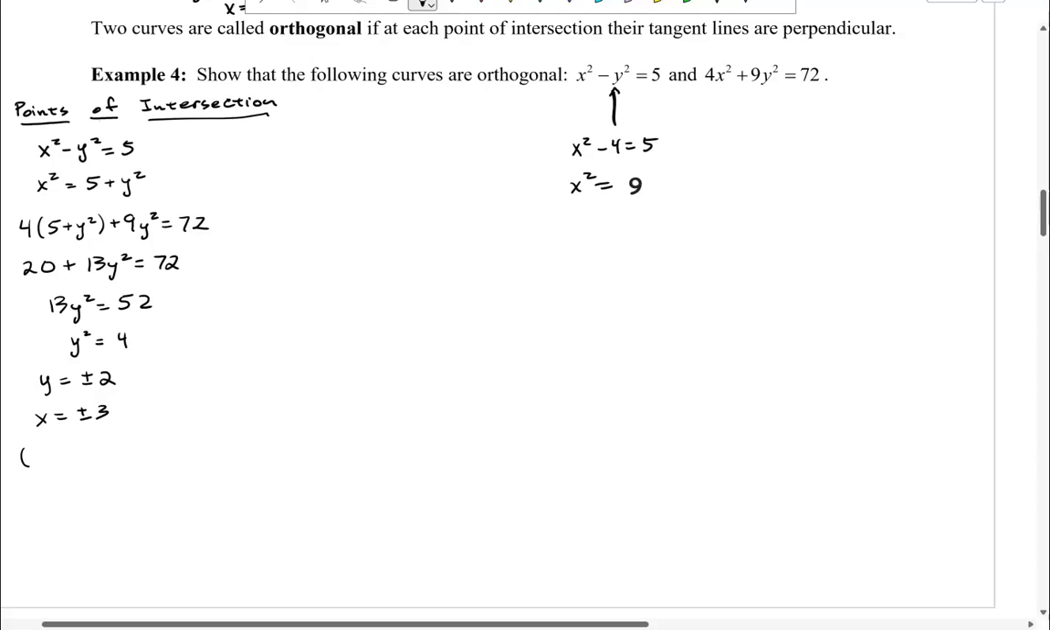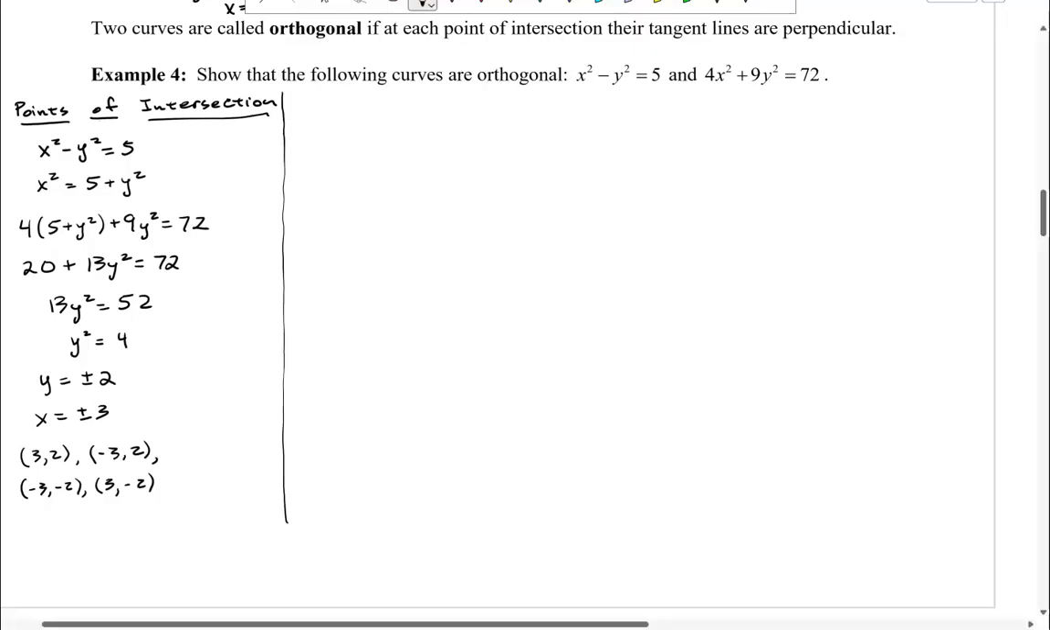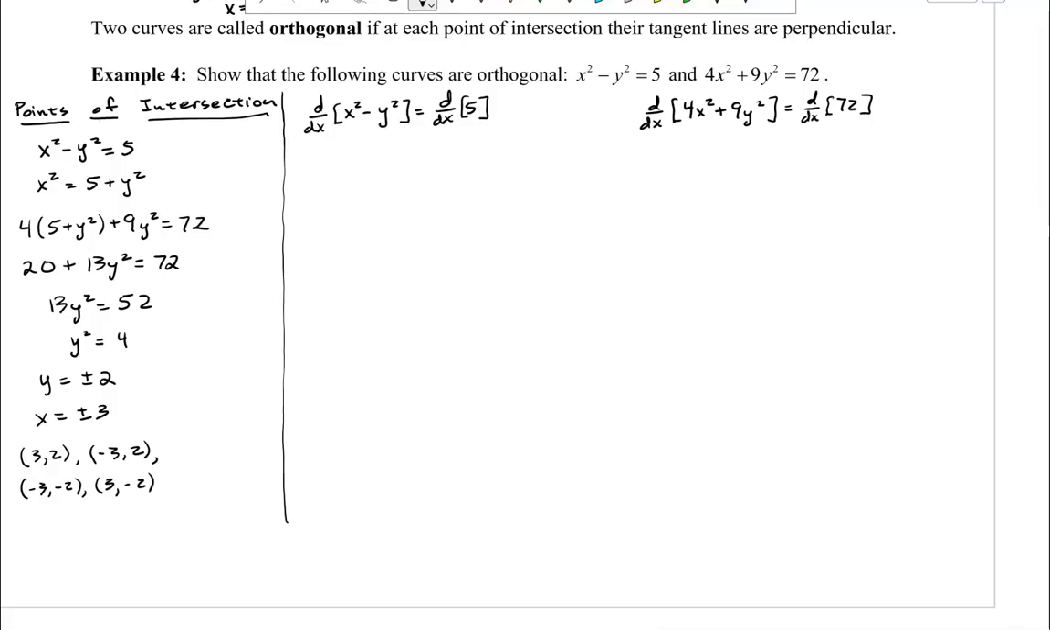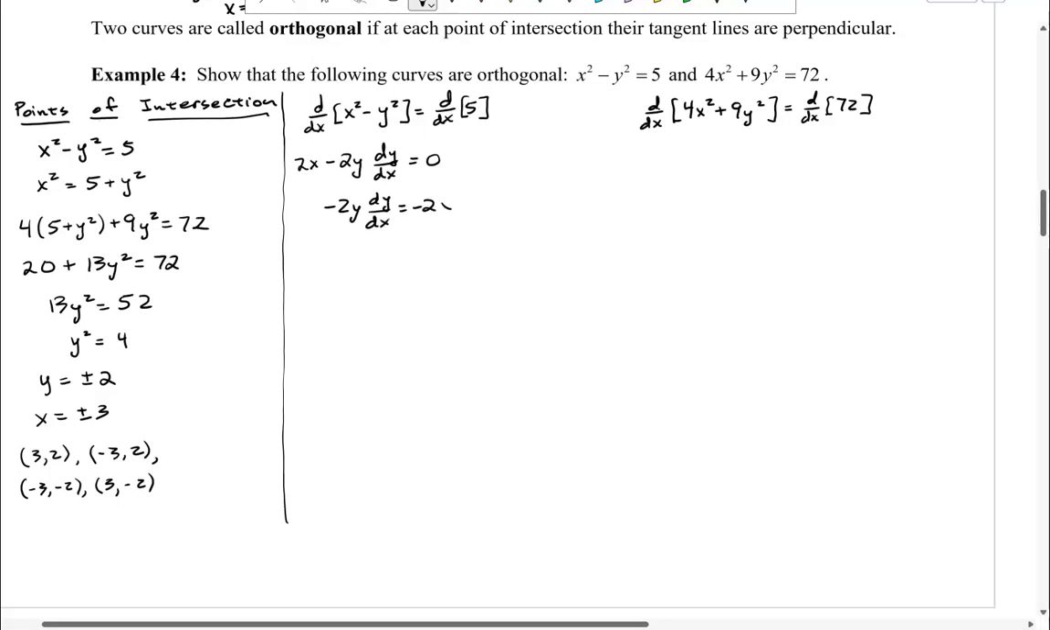This means that we have points of intersection at 3, 2, negative 3, 2, negative 3, negative 2, and 3, negative 2. Next, we'll find dy dx for each curve. To do this, we'll have to do implicit differentiation again. So we're taking the derivative with respect to x. For the first equation, we get 2x minus 2y dy dx is equal to 0. Solving for dy dx, we get x over y.